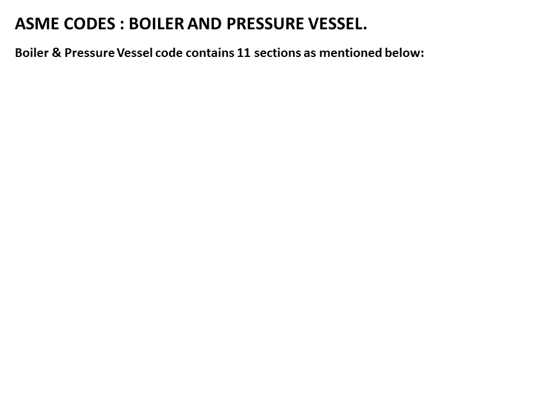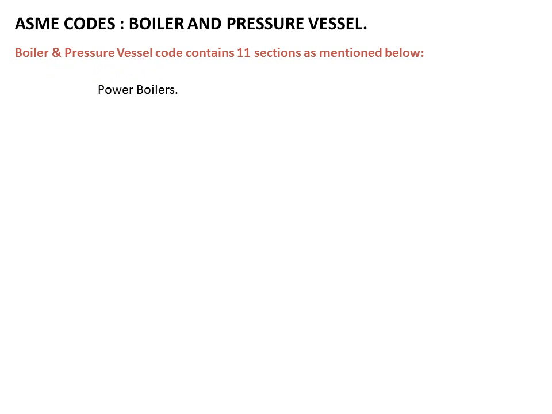Just now we have seen the pressure piping codes. Now, ASME codes for the boiler and pressure vessels. The boiler and pressure vessel code contains 11 sections as mentioned below. So piping codes you've seen, and this is for the boiler and pressure vessels, which contains altogether 11 sections.